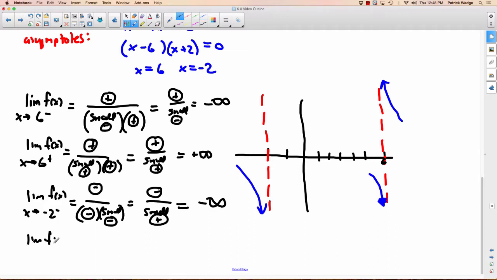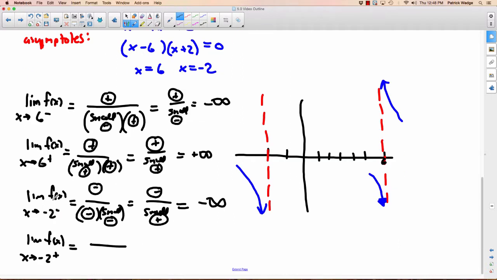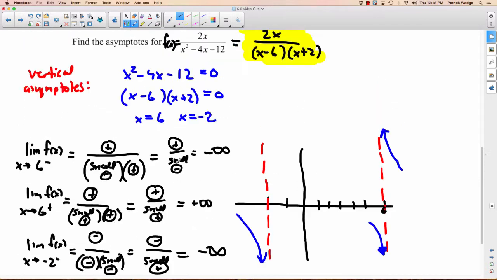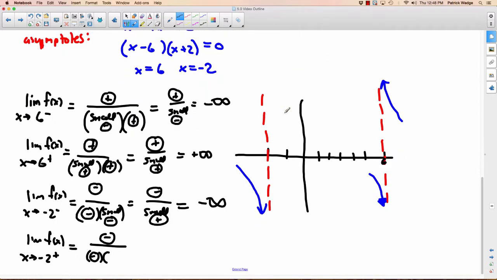The limit of f of x as x approaches negative 2 from the right equals, so obviously the top, if I put negative 2 in here, 2 times negative 2 is negative 4, it's negative. If I put negative 2 in here, I get negative 8, which is another negative. So just like we have here, I'm going to have a negative and a negative. I'm going to multiply that by a number a tiny bit bigger than negative 2. That'd be like negative 1.999999, and I add 2. Well, that's going to go just a tiny bit above 0. So it's going to be a very small positive number.